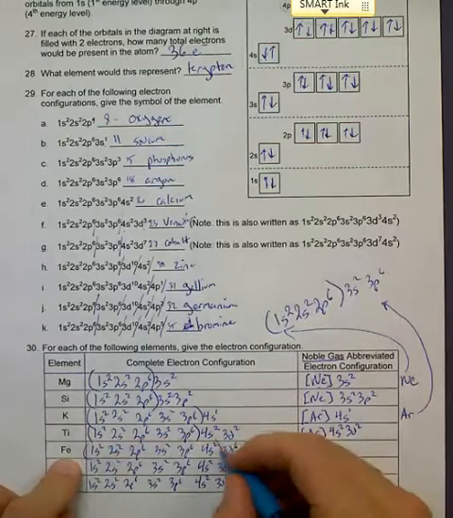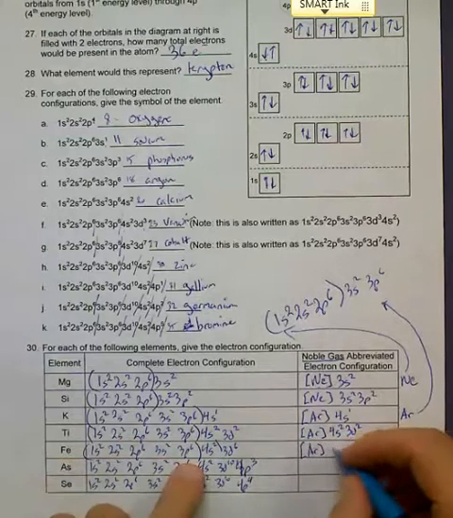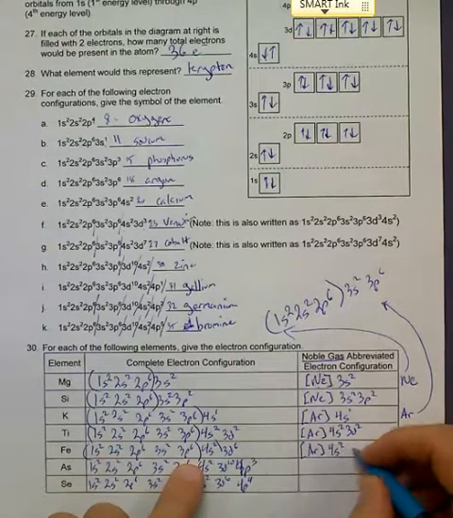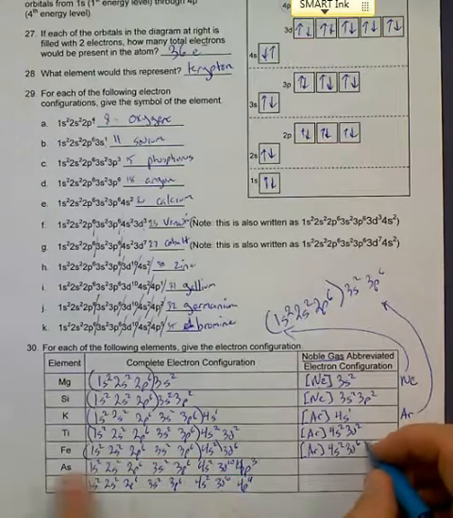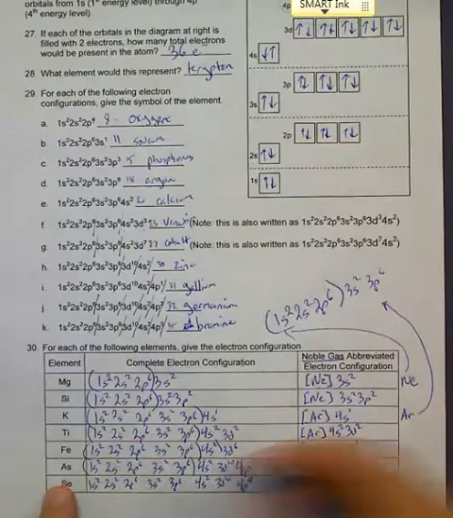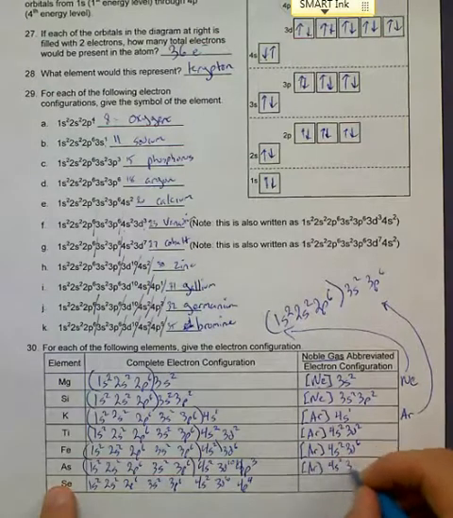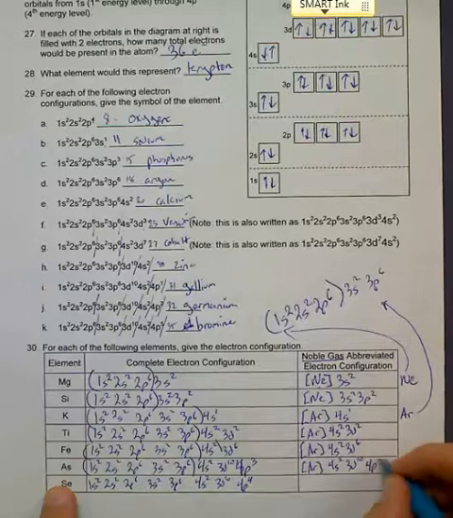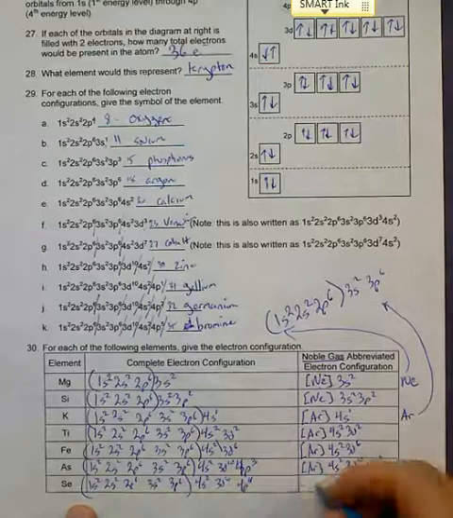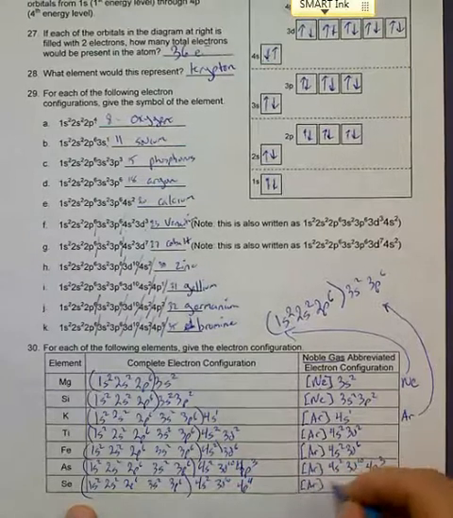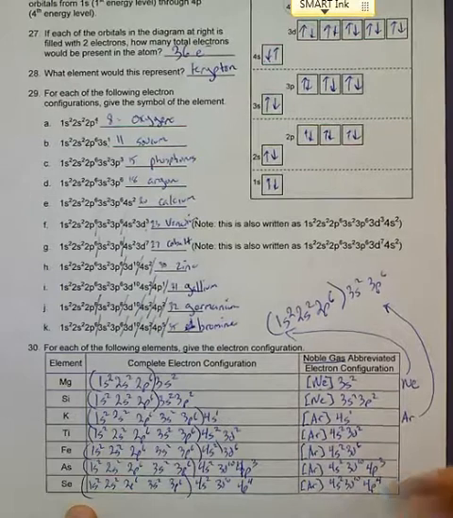Iron looks like argon, keeping up all the way to the 3p6, and then it tacks on a 4s2 and a 3d6. Arsenic looks like argon, except it tacks on a 4s2, a 3d10, and a 4p3. Selenium looks like argon, except it's got a 4s2, a 3d10, and a 4p4.